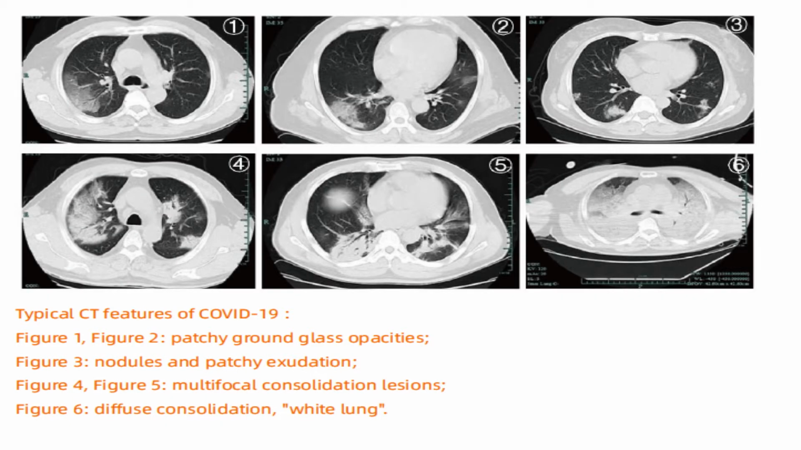So, a slide showing typical CT features of COVID-19, with figures 1 and 2 showing the patchy ground glass opacities. Figure 3 showing the nodules and patchy exudation. Figures 4 and 5 showing the multifocal consolidation lesions. And figure 6 showing diffuse consolidation, white lung.